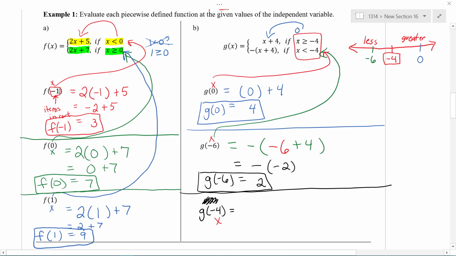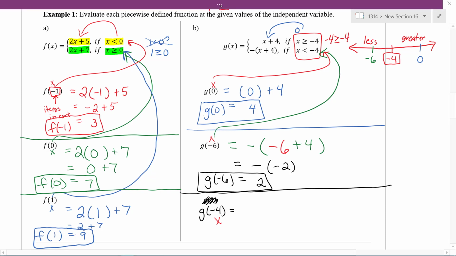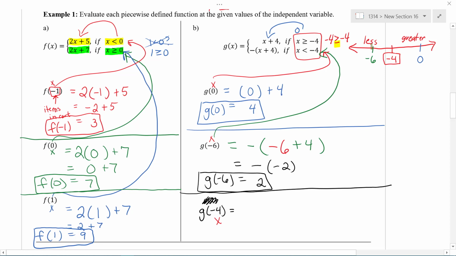The top equation is only used if the x value that we're plugging in is greater than or equal to, so remember that line underneath is or equal to, negative 4. So is negative 4 greater than or equal to negative 4? Now the or equal to part means that we are exactly at negative 4. So is negative 4 equal to itself? And the answer to that question is yes. Negative 4 is included in that top equation. Negative 4 is not included in that bottom equation's restrictions. So that means we're going to use the top equation when we want to plug in that negative 4.